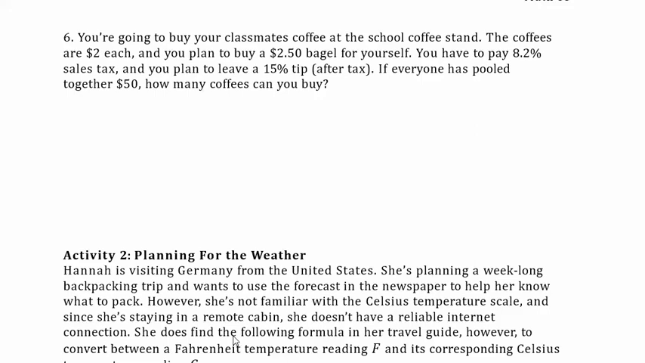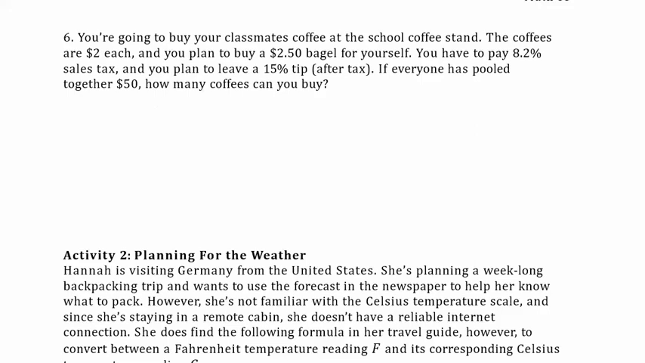So after you do your food and after you add the tax in, you're going to take that number and increase it by 15%, or multiply it by 15% to figure out what your tip is going to be. But your total cost is going to be increased by 15% of the amount of the food with the tax added in. Everyone has pooled $50, so that's all the money you have.